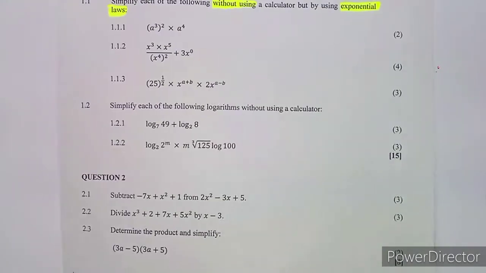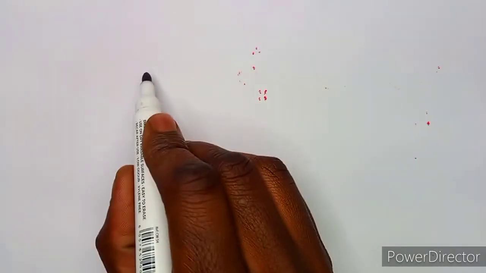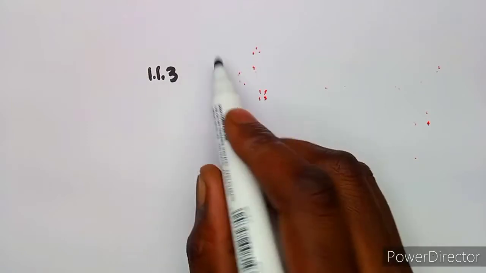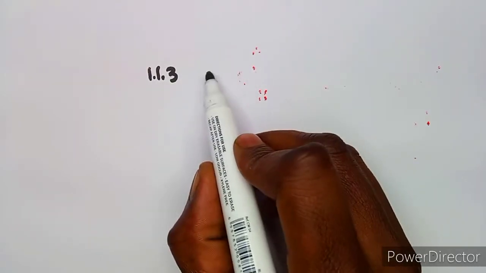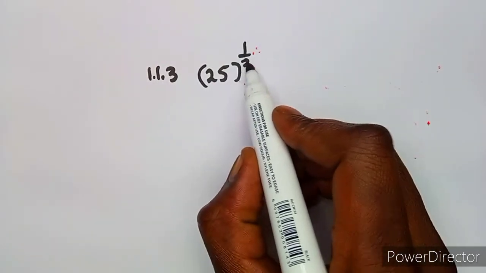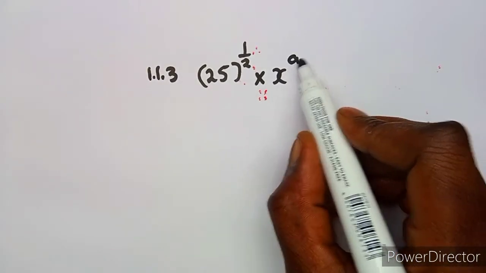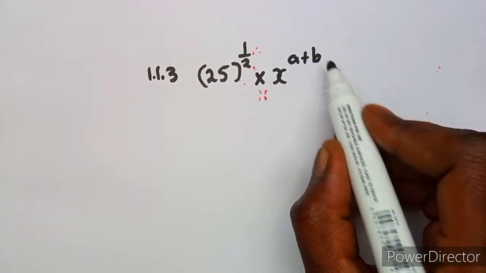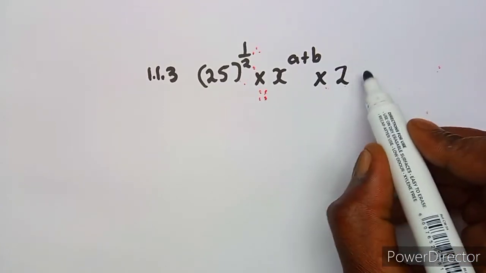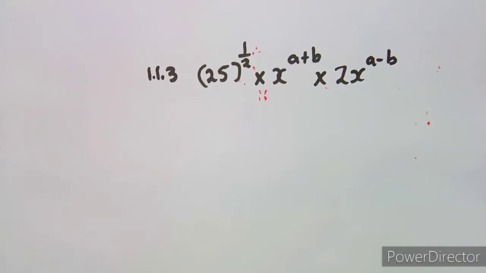Let's see another part, which is 1.13. In this case, we are given to simplify this again, not using a calculator, guys. That is the important part here, that you are not using a calculator. So the question was like this. All right, how can we actually simplify this type of equation?